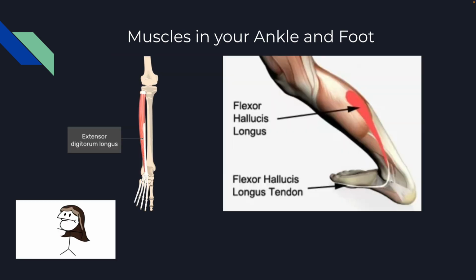Your muscles in your ankle and foot are similar to your hand in the sense that their names describe their function. For example, your extensor digitorum longus extends your toes. If the word hallucis is in the muscle name, it means it's acting upon your big toe.